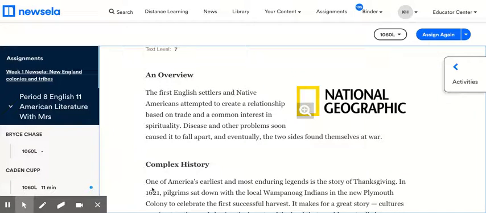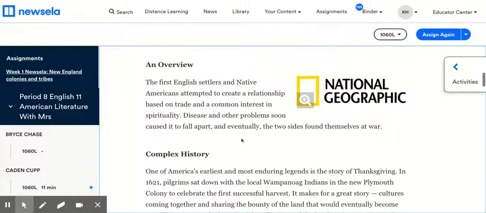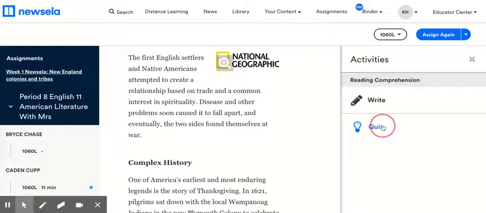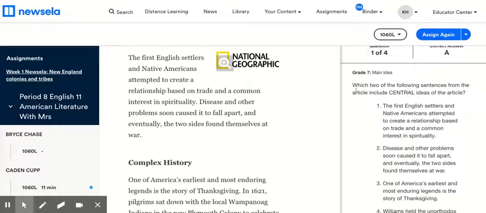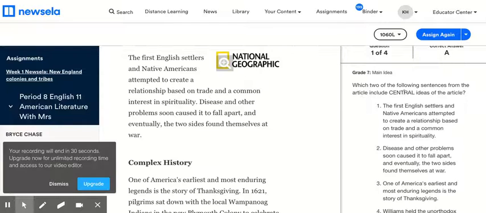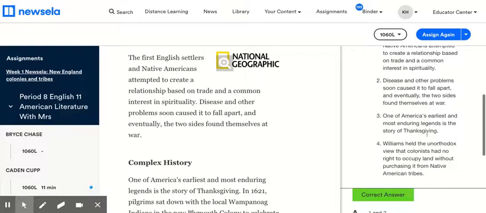So perhaps this article is going to be about the disease and other problems causing it to fall apart and eventually leading the two sides to war. I got all of that information just from the overview. If I were to take the quiz, some of these questions I can probably already answer. Specifically, which two of the following sentences from the article include central ideas of the article? You can see how this overview will definitely help you. I could probably answer this question without even reading the article.